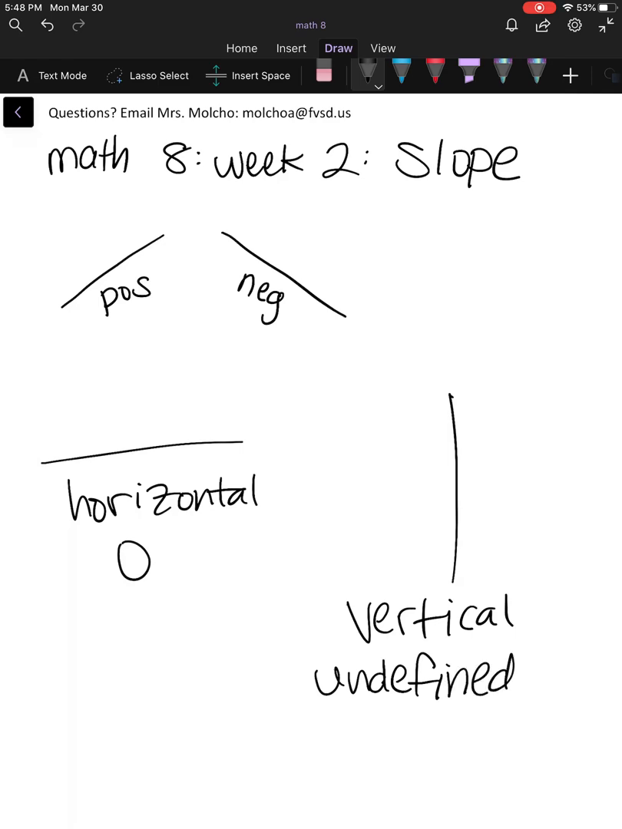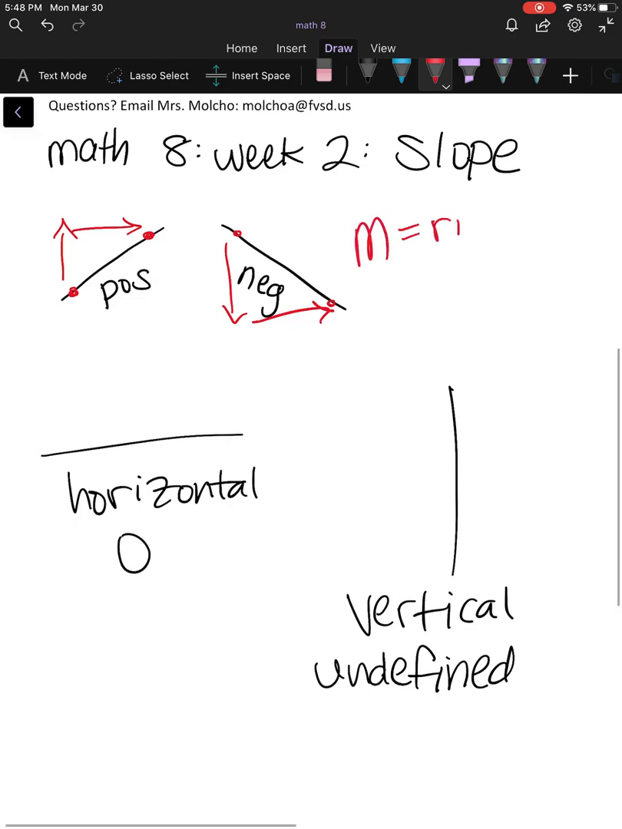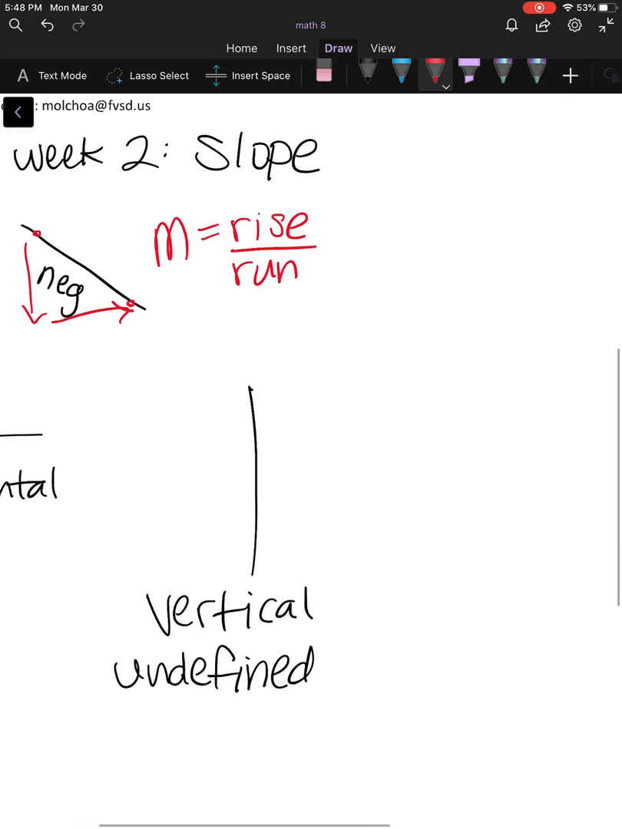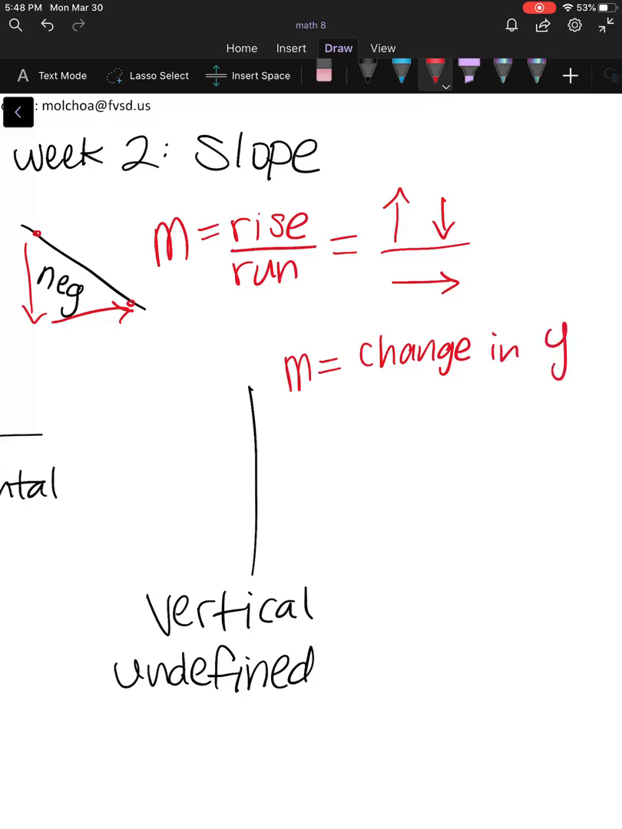So unless your line is horizontal or vertical, you're always going to measure the slope from the left to the right. So it's either going to go up and to the right or down and to the right. Also, slope is often represented by the letter M, and it's known as rise over run. Now the rise is it going up or down, and the run is it going sideways from left to right. So slope or rise over run can also be thought of as change in y, which is the vertical, over change in x, which is the horizontal.